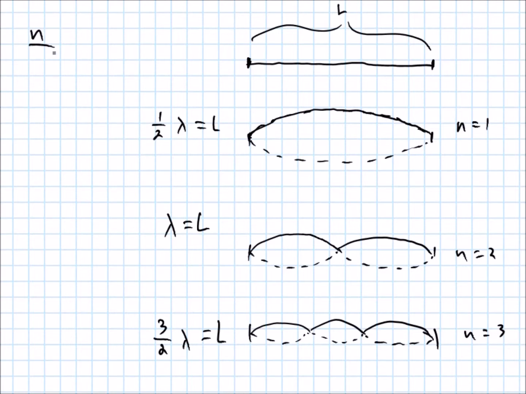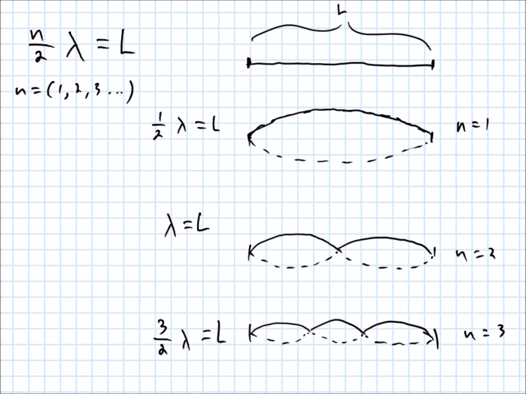It's n over 2 times the wavelength equals L. If I use this equation and plug an n of 1 into it, I get 1/2 of a wavelength equals L. If I plug an n of 2 into it, I get 2/2, or 1 wavelength equals L. If I plug an n of 3 into it, I get 3/2 of a wavelength equals L. So I made a general equation here for n equal to any positive whole number. And you can have any number of these standing waves.